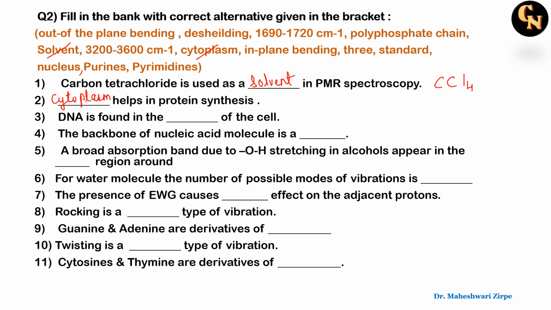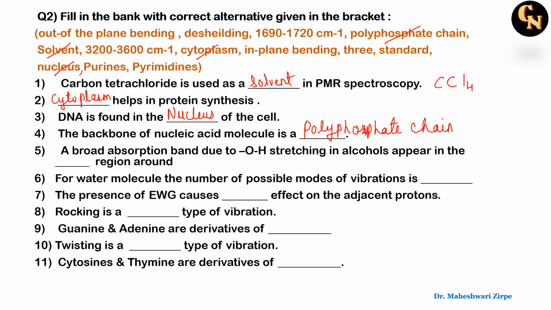Do we have that option? Yes, here it is. So it is found in the nucleus of the cell. The backbone of the nucleic acid molecule is dash. So the backbone of the nucleic acid molecule is actually polyphosphate chain. So here the option polyphosphate chain. Okay, polyphosphate chain is the correct option here.